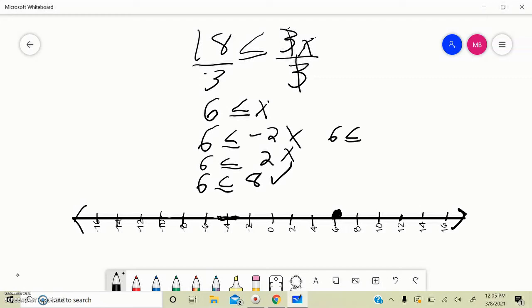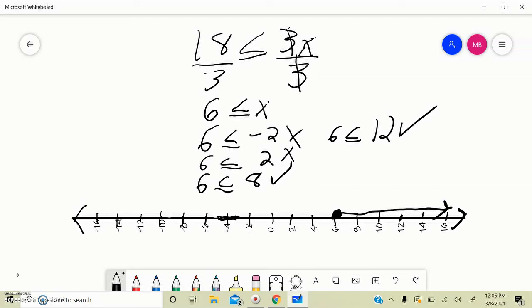Let's try one more. I'm getting an idea of where my line's going. And then I want to do 12. So I have 6 is less than or equal to 12. Sorry, does this inequality work? Yes. There we go. I know which way my line goes.